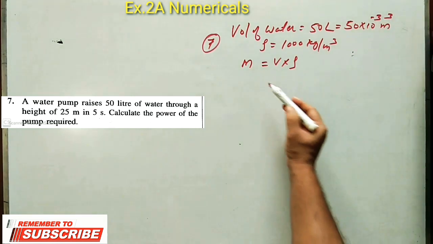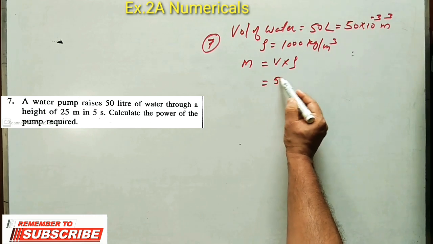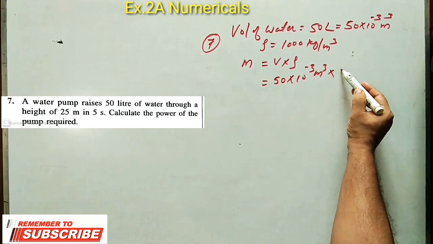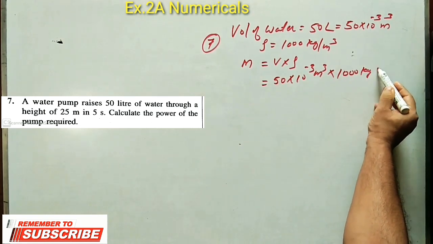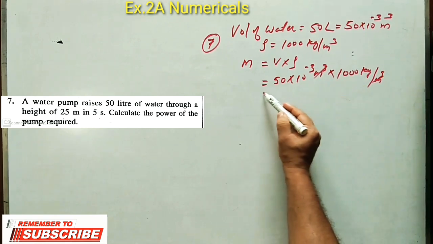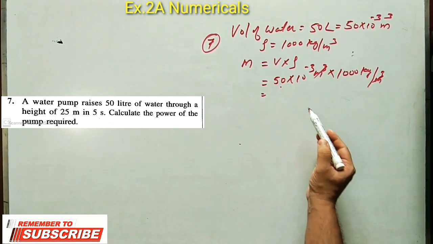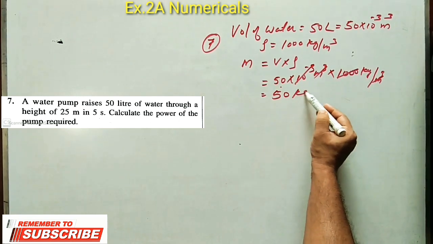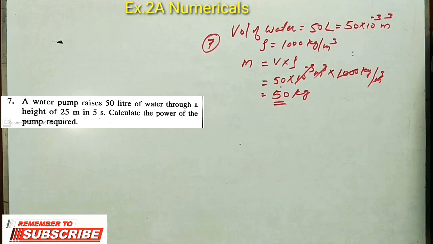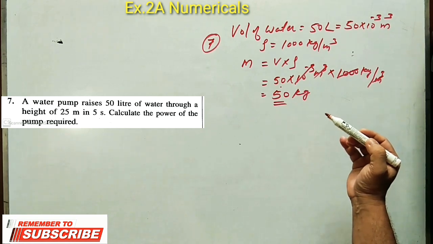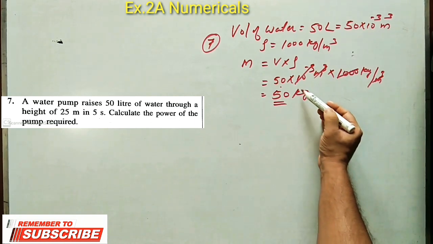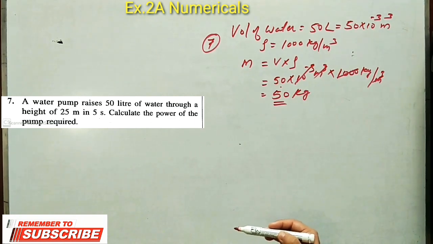So mass is equal to volume into density. So volume is given as 50 into 10 to the power minus 3 meter cube into density, that is 1000 kilogram per meter cube. So we are getting it as 50 kilogram. That is the mass of the water. Clear? So 50 liter of water is approximately equal to 50 kilogram, or 1 liter of water has a mass of approximately 1 kilogram. So remember this value.